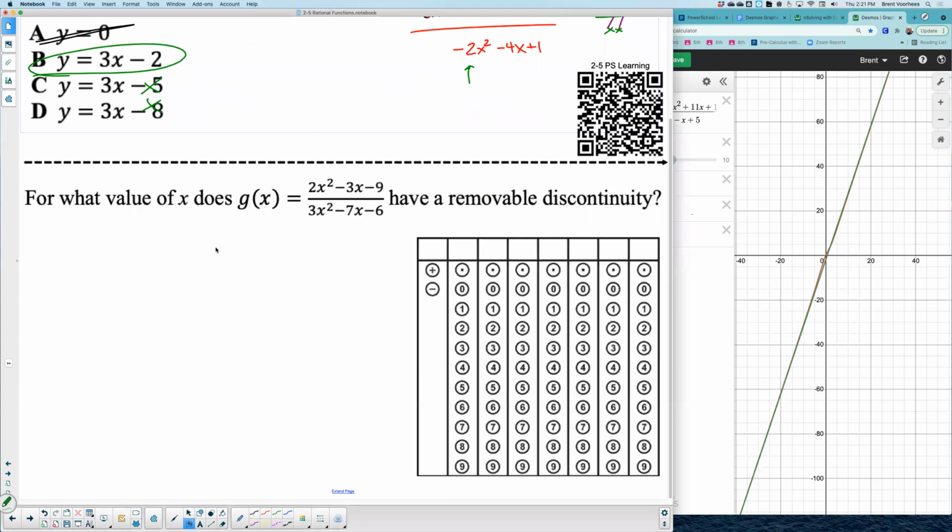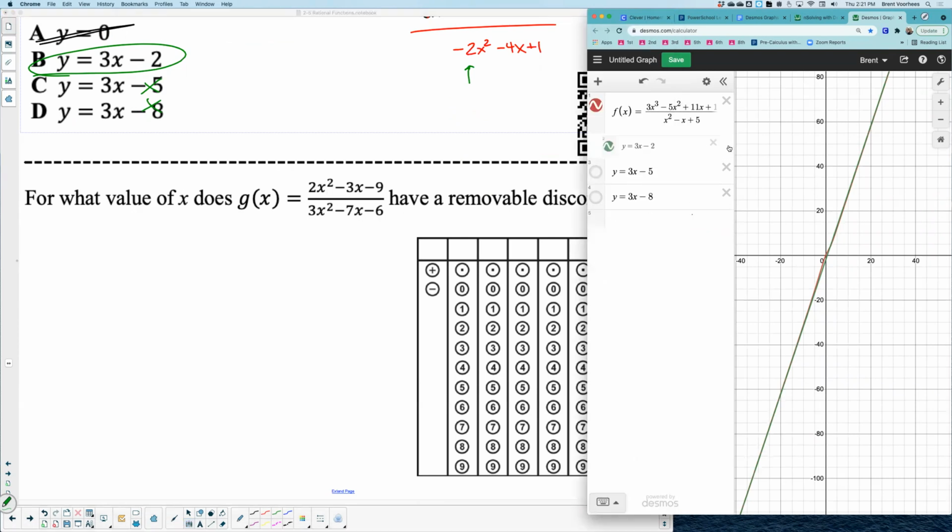And now the second problem: for which value of x does g of x have a removable discontinuity? Now this, remember, means that a factor cancels, or it's a hole. So you could graph and look for that open circle on Desmos, which I'll go ahead and type in and show you. A removable discontinuity is not the infinite one. So don't get confused. Let me type this in so we have the equation.